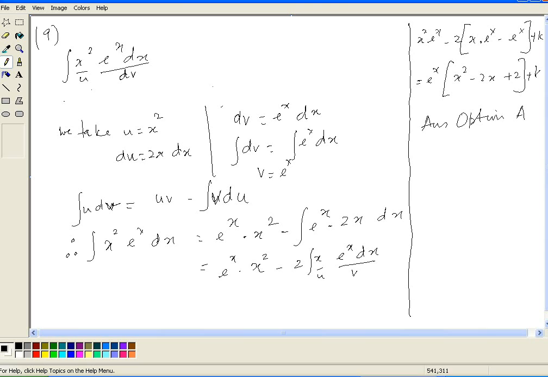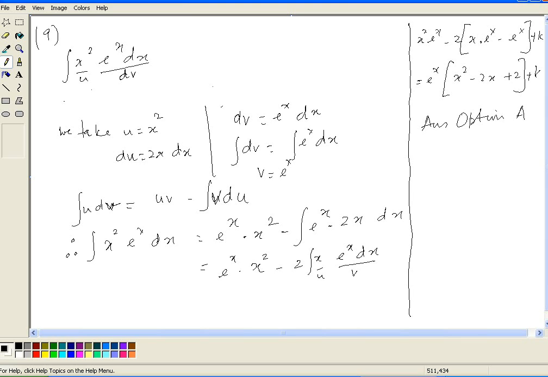Having found all these things, we know that integral of u dv equals uv minus integral v du by parts. This is the general formula. So therefore we have integral x squared e power x dx, based on this selection, e power x into x squared minus integral e power x into 2x dx.